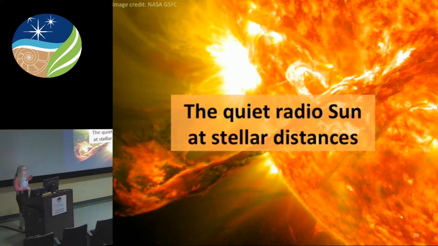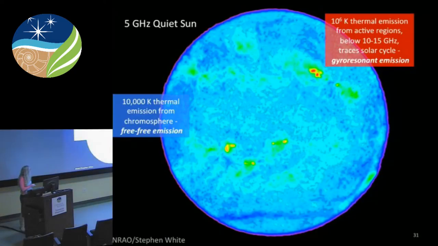So I'm going to start by just showing you what the quiet radio sun looks like and demonstrate that we are getting to the point now with the sensitivity of our radio facilities that we can detect it at stellar distances. So here's a 5 gigahertz radio picture of the sun. And there are two components to look at. There's the blue, fairly steady disk, which is 10,000 Kelvin thermal emission, so basically black body emission, coming from the chromosphere, which is a 10,000 degree layer around the outer edge of the sun. And this is free-free or bremsstrahlung emission.